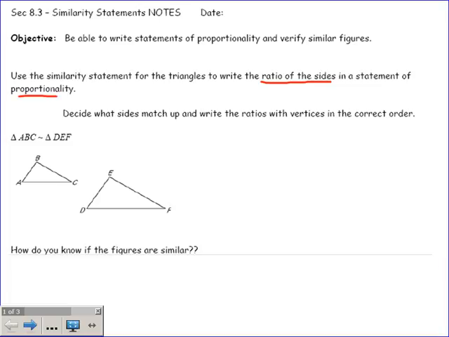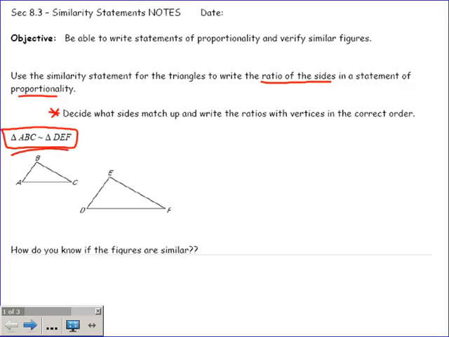Okay? So given this statement, I kind of rewrote the directions. Here's what you're supposed to be doing. It says decide what sides match up and write a ratio with the vertices in the correct order. Okay? So because of the statement, it doesn't even need to give you a picture at all. But if it says these two things are similar, this is a very weighty, very meaningful statement. It means several things.